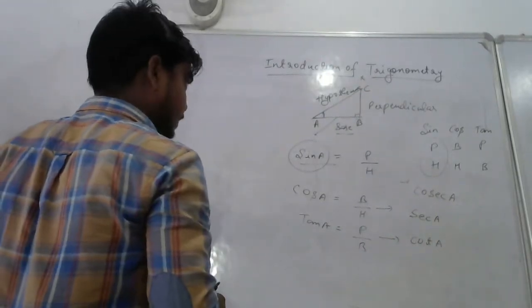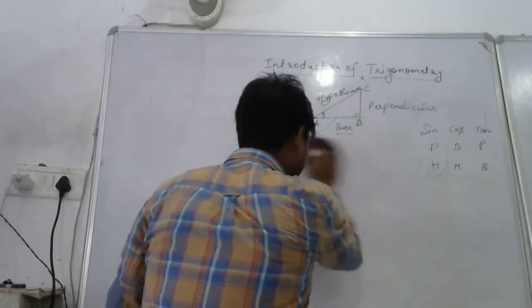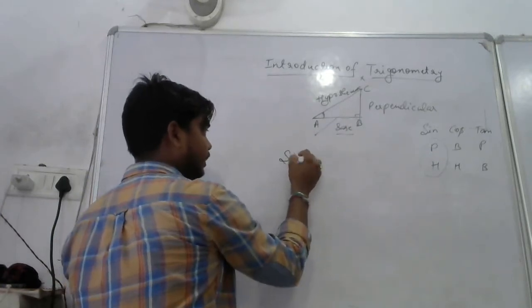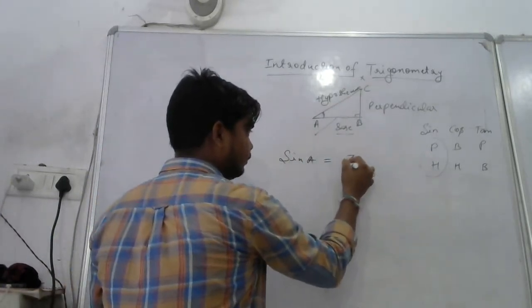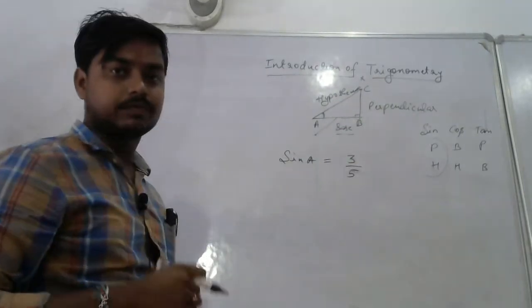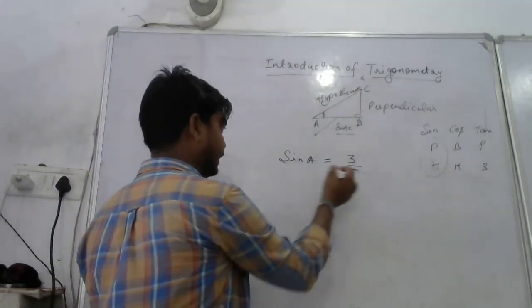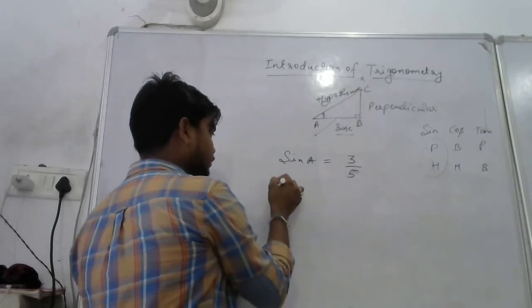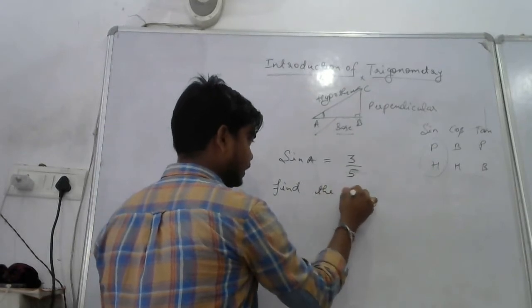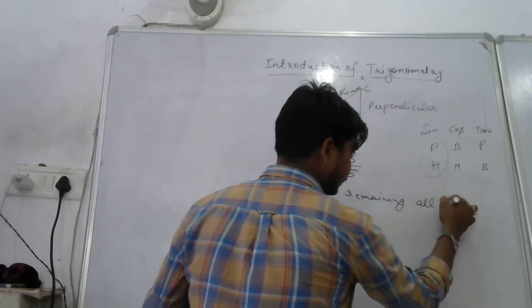Suppose I give a question so that we understand better. Suppose sine A is 3 by 5, and calculate all the remaining trigonometric ratios. How can we calculate it? Find all the remaining trigonometric ratios.